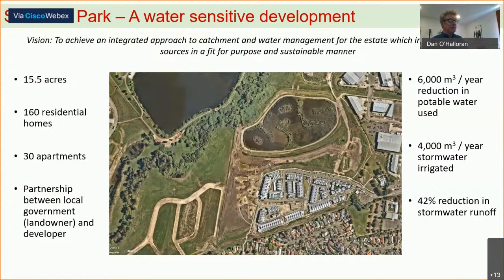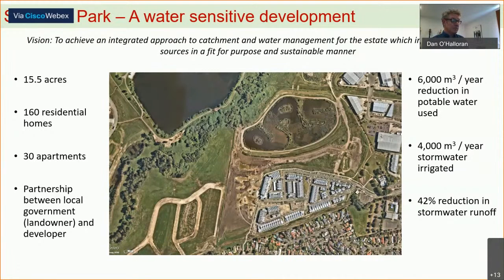I'm going to talk now about a slightly different context, a smaller residential housing development called Stamford Park. The vision for this development, and if you can see my cursor there, it's this area here, these grey roofed locations or residences there. The vision is to achieve an integrated approach to catchment and water management for the estate, integrating all water sources in a fit for purpose and sustainable way. So the development covers about 15 acres with about 160 residential homes and an apartment block with 30 apartments.